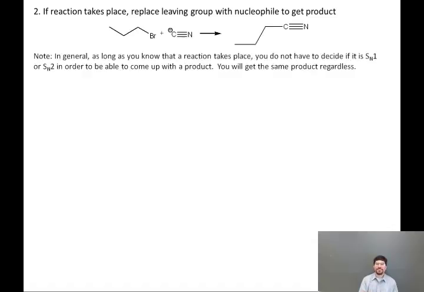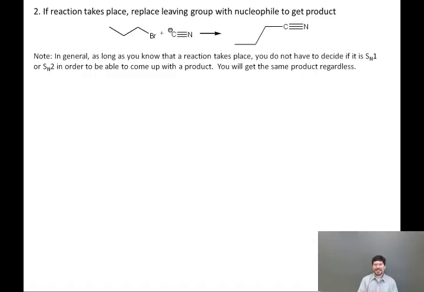Now, if you've determined that a reaction takes place, the way you get the product is actually fairly simple. You just replace the leaving group with the nucleophile. This, of course, means that you have to identify the leaving group. So in this case, we have a bromide as a leaving group. We have CN- as a nucleophile. And to get the product, we simply draw the propyl fragment, and then instead of having a Br on the end of it, it has a CN on the end of it.